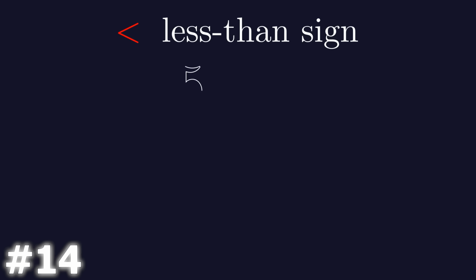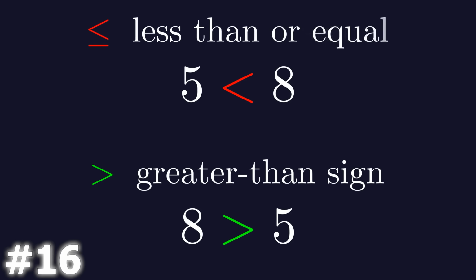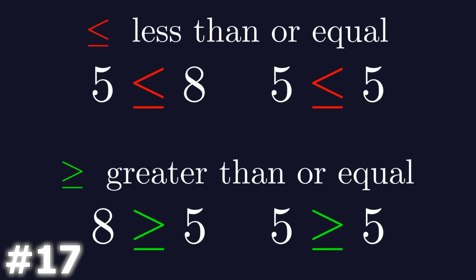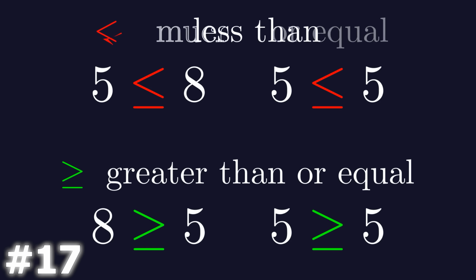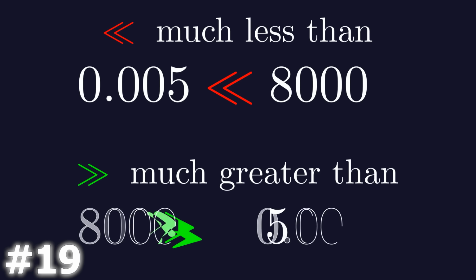The less than symbol is used to indicate that one quantity is smaller than another. Its opposite, the greater than sign, is used to indicate that one quantity is larger than another. If we add a line to the less than symbol, we get less than or equal sign. As the name suggests, it indicates that one value is smaller or equal to another. The same is true for greater or equal to sign. Using two less than signs, we can denote much less than sign. The same is true for much greater than sign.